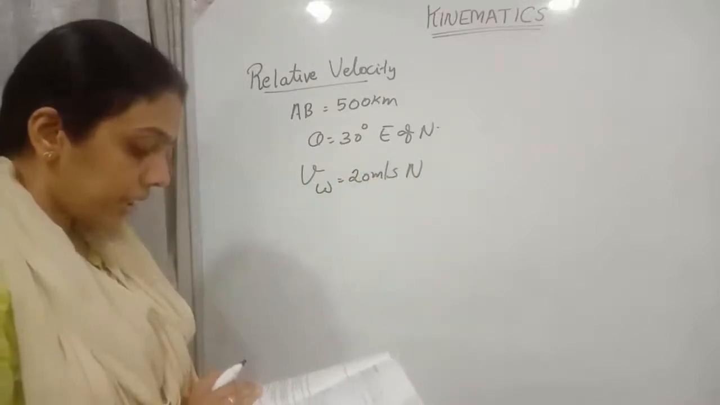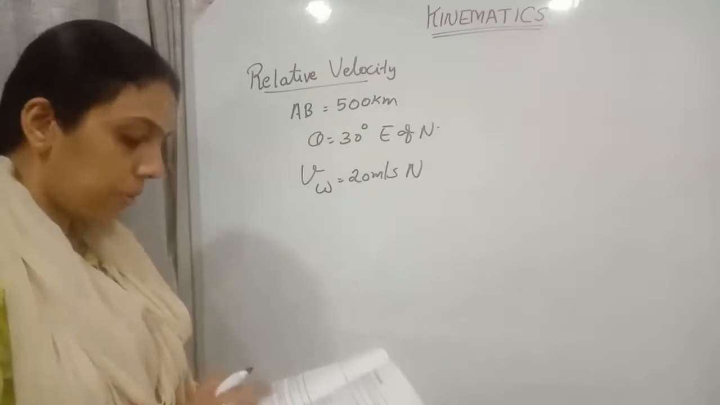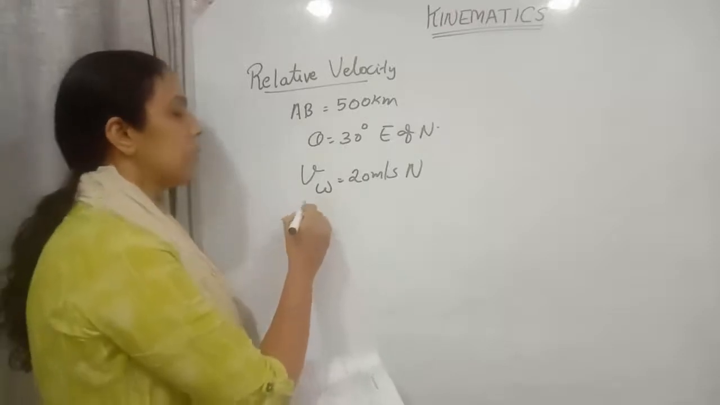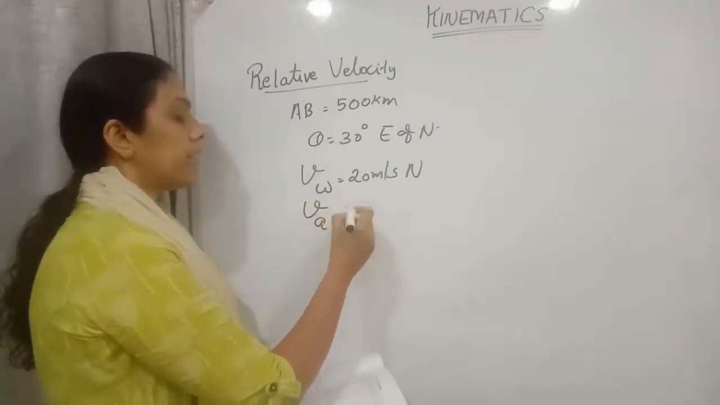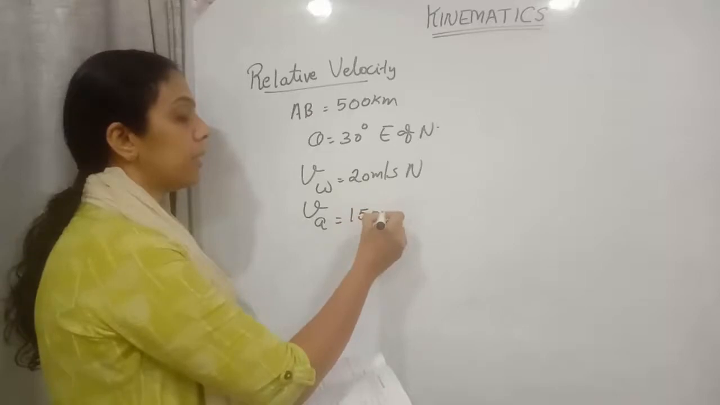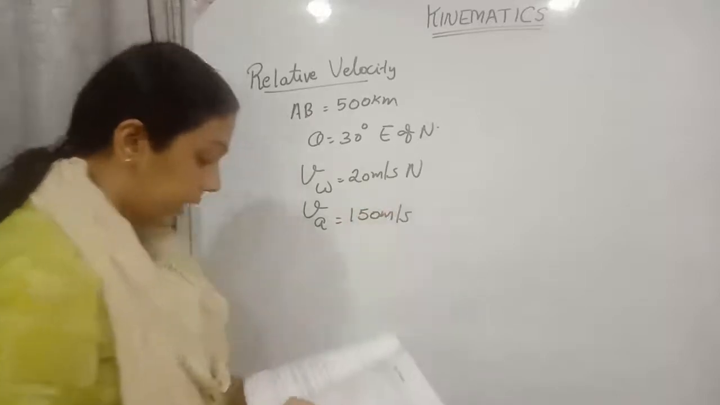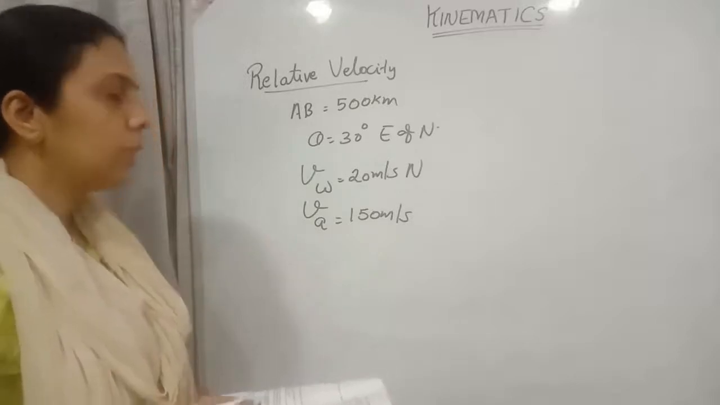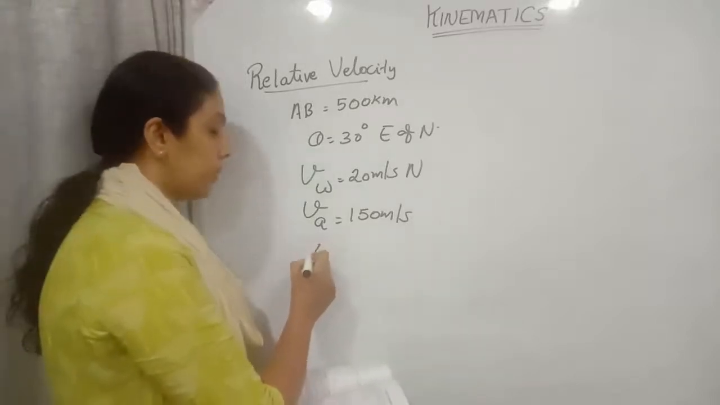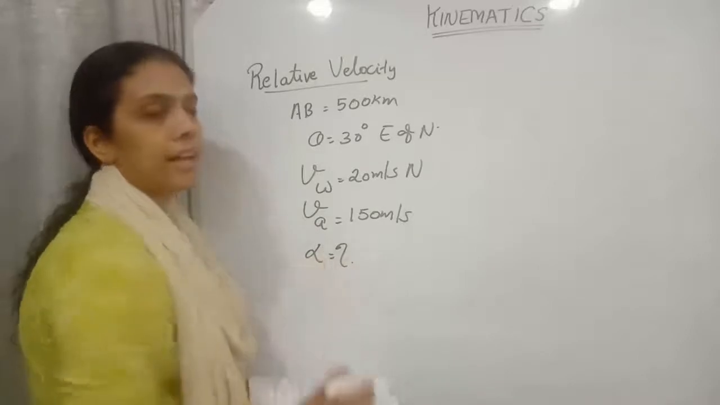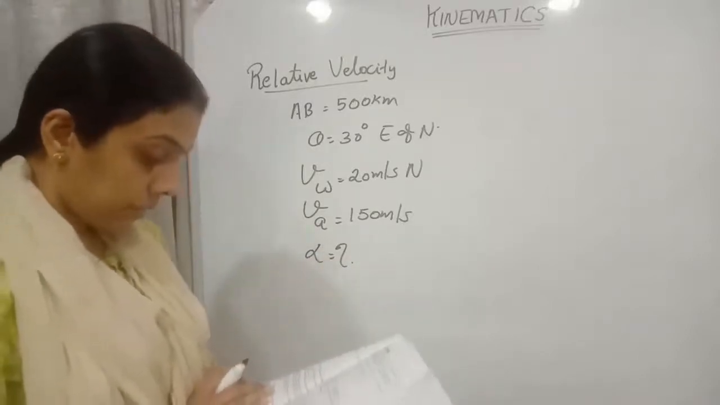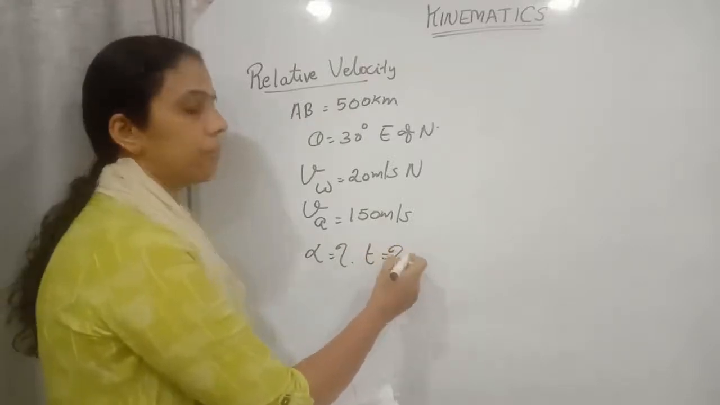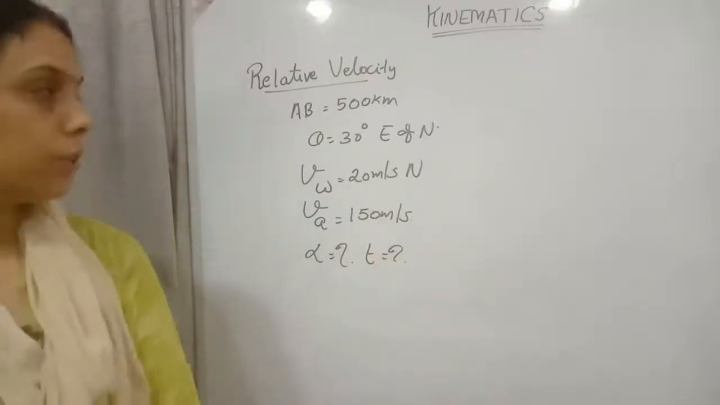Before that, the steering speed of the plane is 150 meter per second. So the steering speed of the aircraft is 150 meter per second. We need to find out the direction in which the pilot should head the plane to reach the point B. So the alpha we need to find out, the direction. And find the time taken by the plane to reach from A to B. So these are the things which we need to find out.